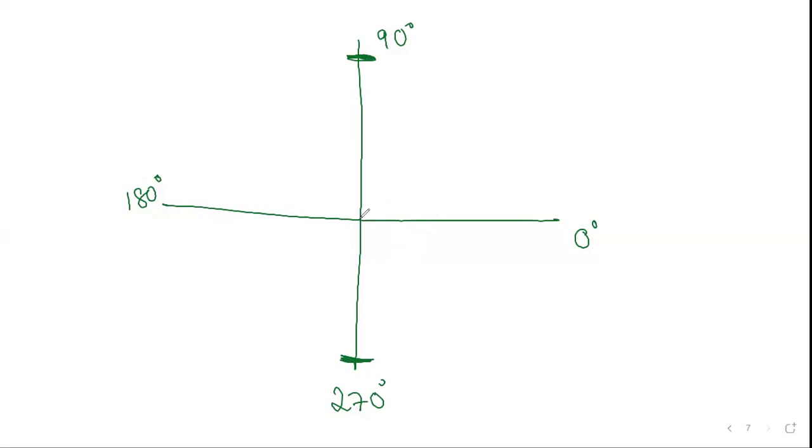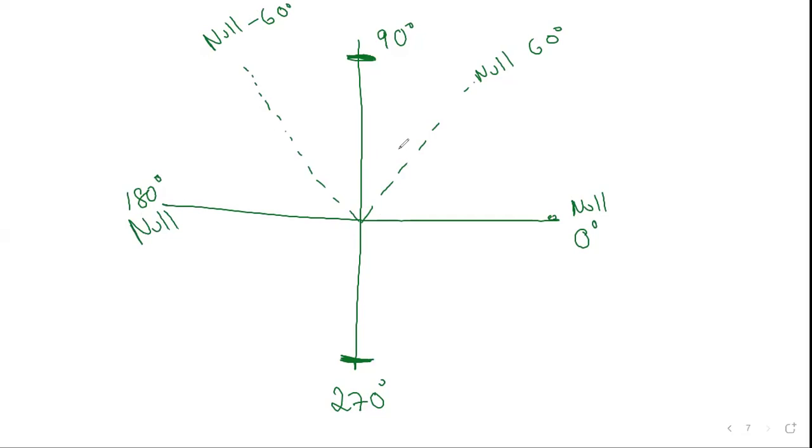60 degrees. Okay, so I will say there was a null here at 60 and there was a null here at minus 60. 0 and 180 also there was a null here and there was a null here. Okay. Then where were the half power points? 77. Okay. So at 77, something like this, half power.